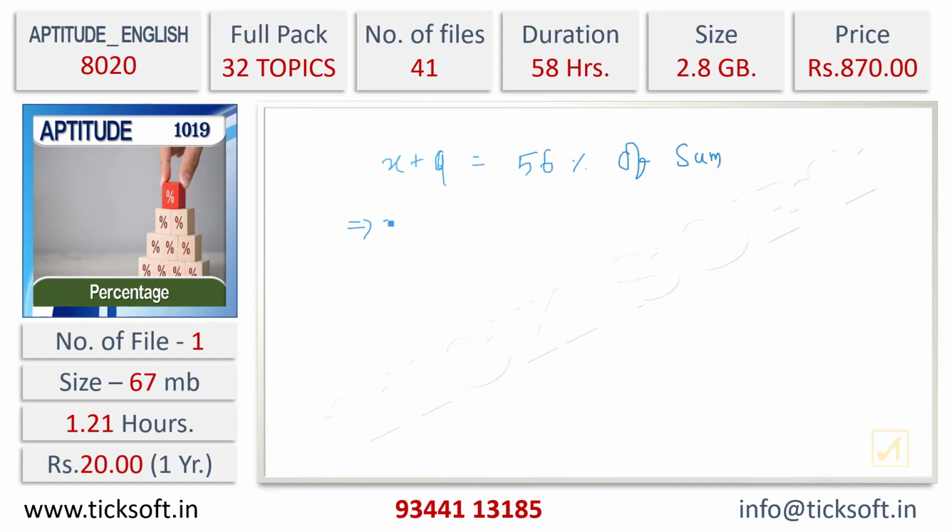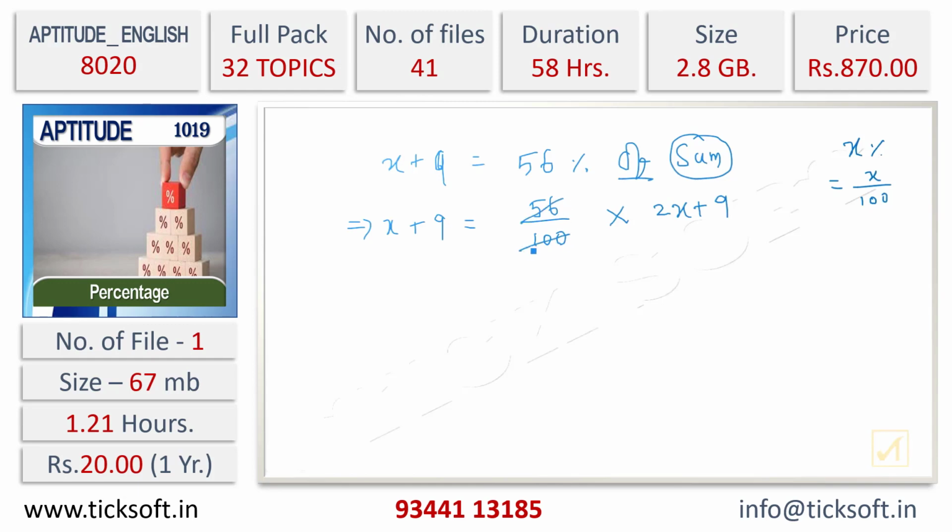So now this implies x plus 9 is equal to, we already know that x percentage can be written as x by 100. So therefore this 56% can be written as 56 by 100. And of operator is same as multiplication. And what is the sum? The sum of their marks is 2x plus 9. So we get x plus 9 equal to 56 by 100 into 2x plus 9. Now by using this only, we are going to get the value of x.